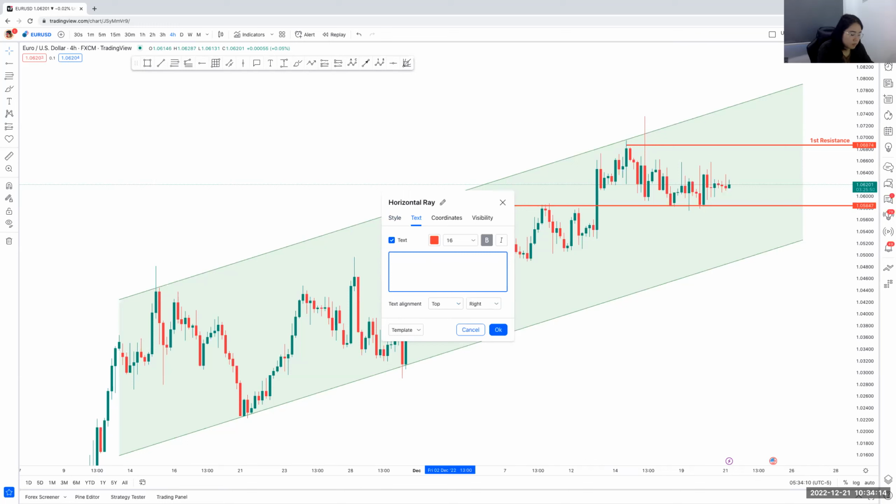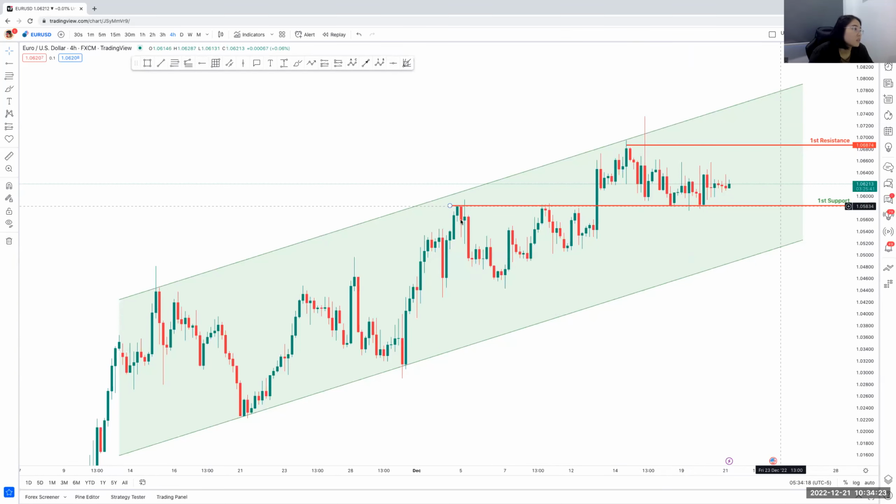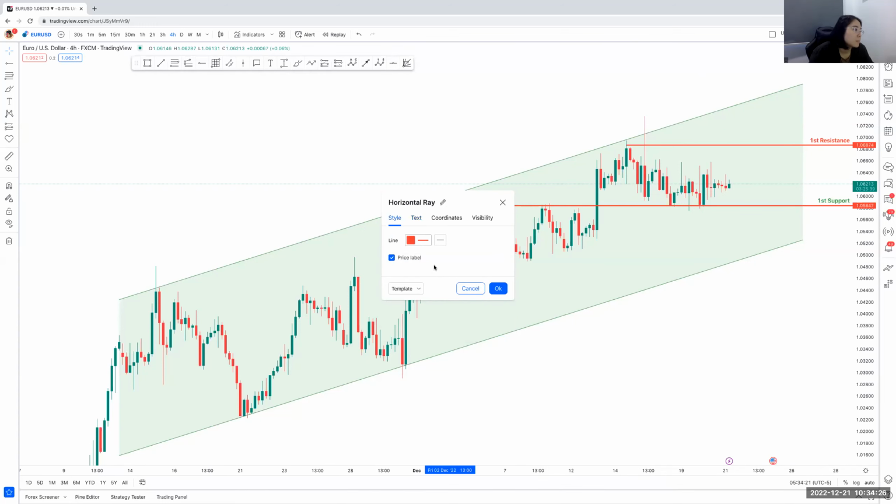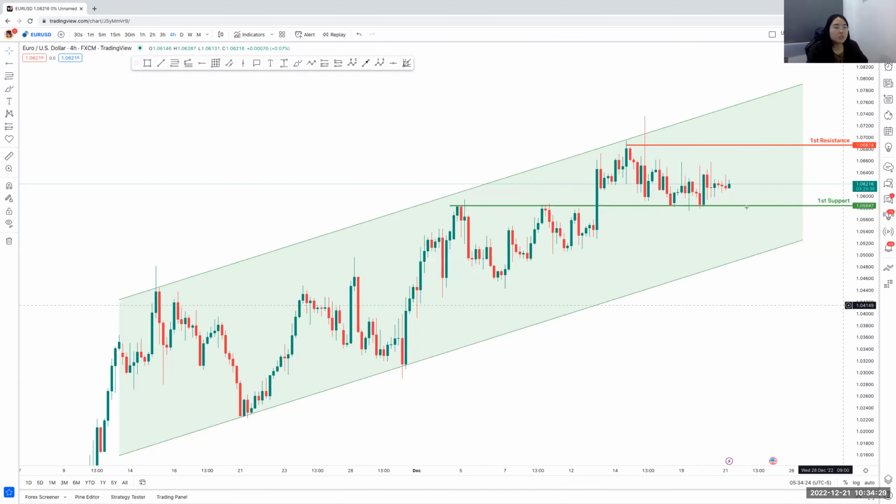I'm going to type first support. I'm going to change this to green, so that I know that this is my support and resistance. It is super important to keep your charts clean. When you look at your charts, they have to be clean and tidy at all times, and shouldn't be messy, so that you yourself don't get confused.